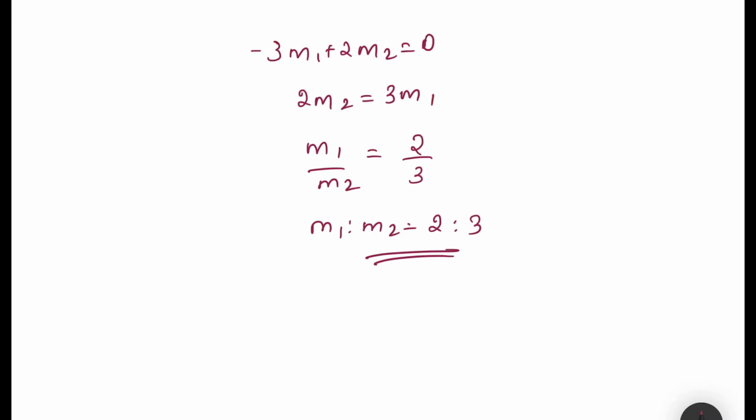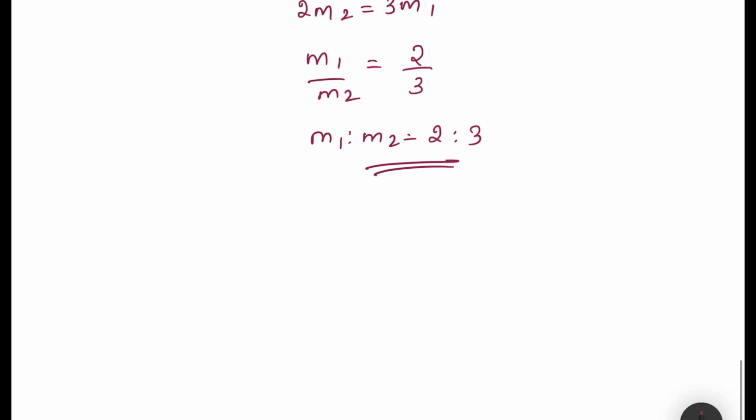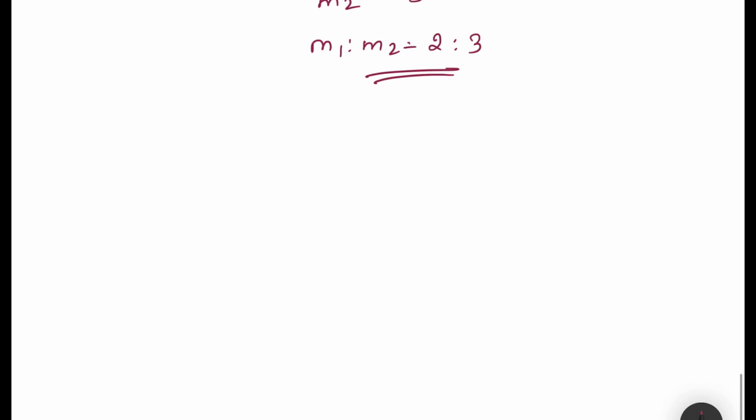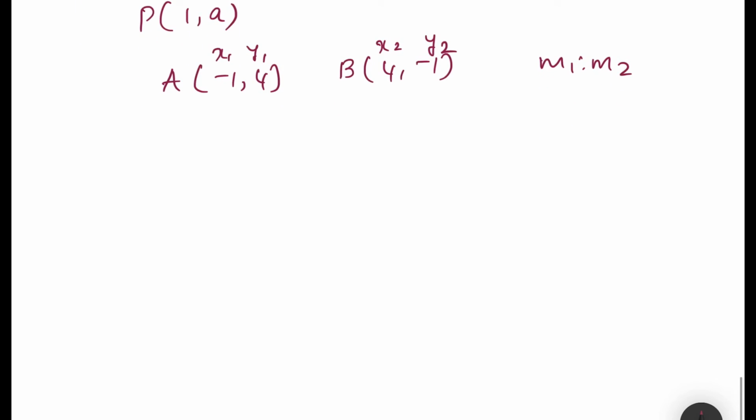So in what ratio does the point (1, a) divide the join of (-1, 4) and (4, -1)? The fourth question: the point P is given to you as (1, a), and the points are A as (-1, 4) and B is (4, -1). You need to find the ratio m1 is to m2 here. So x1, y1, x2, y2 you have. You need to find the value of a also.